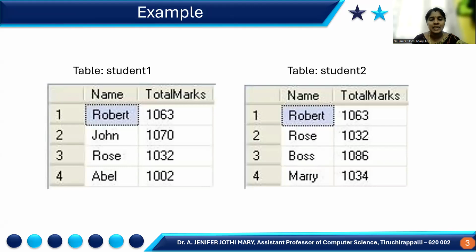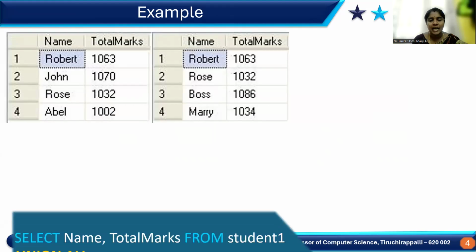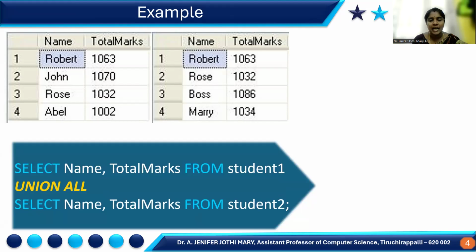For example, here I am considering two different tables, student 1 and student 2. These two tables have the same structure in terms of columns, and both have four different records. For this union all, we write a query selecting the columns such as name and total marks from table 1, then the keyword union all. After that, we select the columns from the second table.